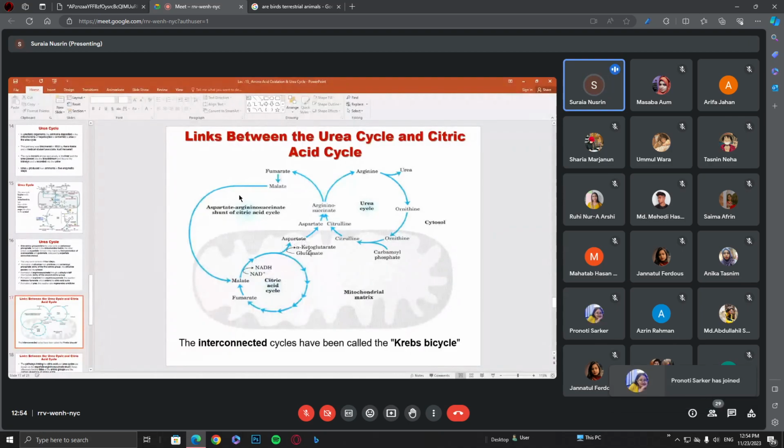From where are we getting aspartate? Who will say? How are we getting aspartate from the TCA cycle? If you understood the urea cycle and TCA cycle, you should be able to answer my question. From which specific intermediate of the TCA cycle are we getting aspartate?